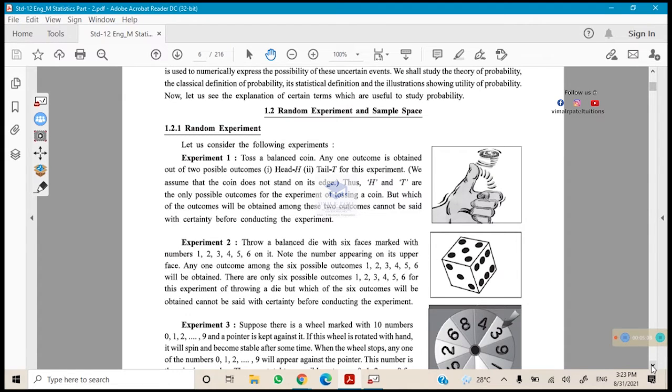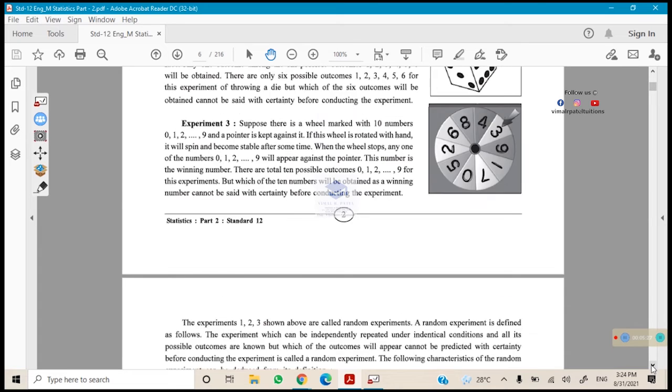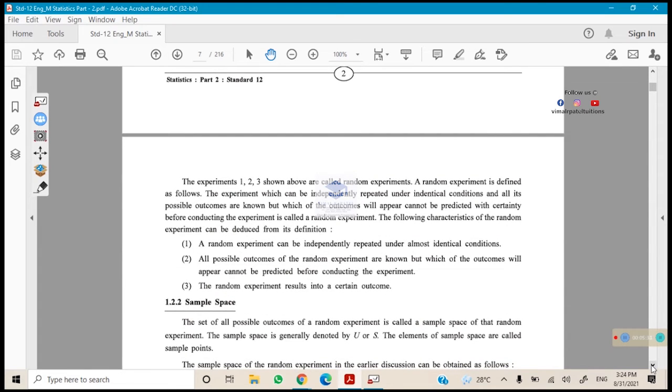Right? Then there are face cards. King, queen and jack are called face cards. The other cards are number cards. So from any of these cards, if you draw a card, you will receive any one card. All these types of experiments are called random experiments. The experiment which can be independently repeated under almost identical conditions. You can repeat the same experiment as many times as you like. The total outcomes or all possible outcomes are going to be the same.